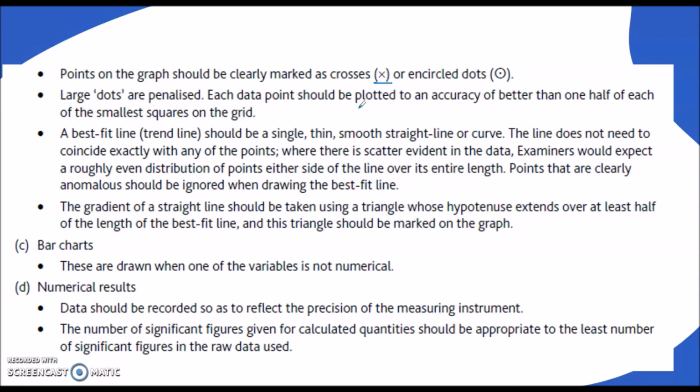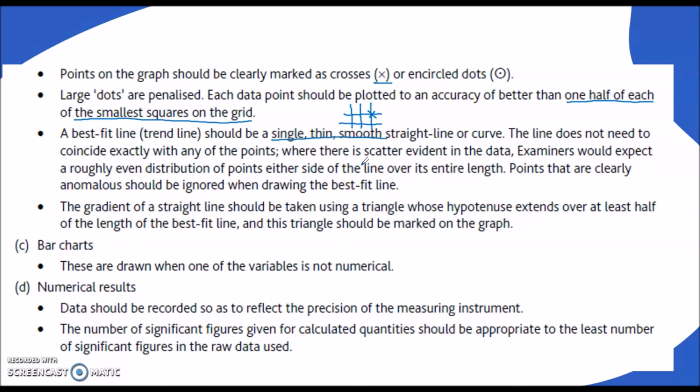Let's say you have your grid in your graph, for example, like this. This is your grid. When you plot, it should be better than half of each of the smallest square on the grid. Just more or less like half of the square. It's very small, not so big, not so small. If it is big, then you will not get marked for your plotting. Next one, a best fit line or trend line should be a single, thin, smooth, straight line or curve.